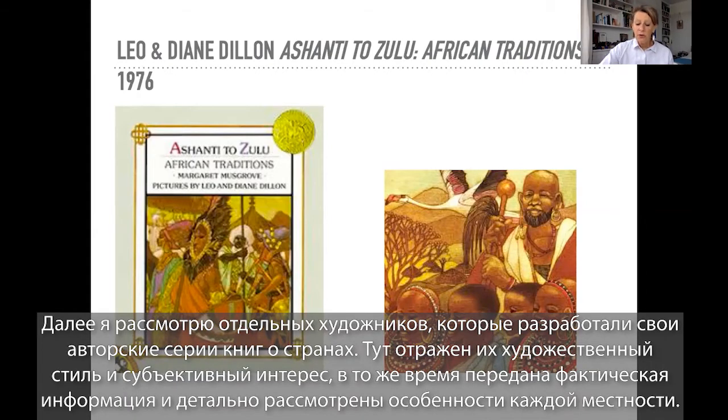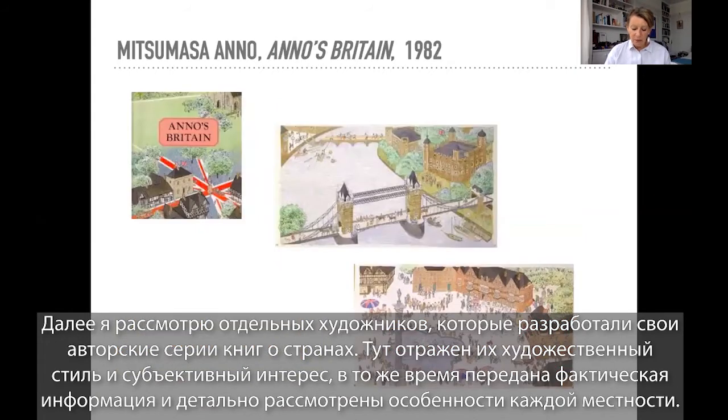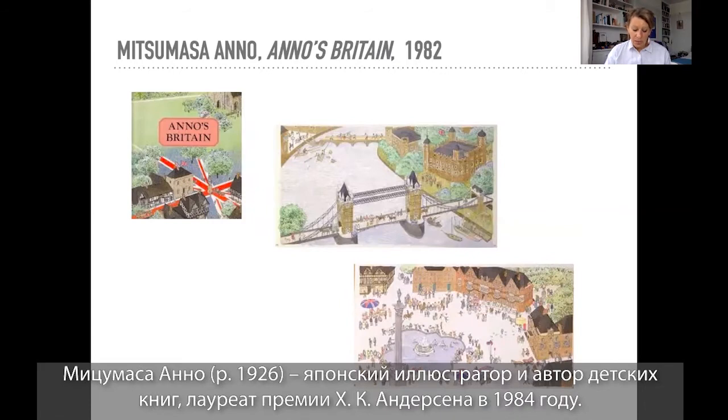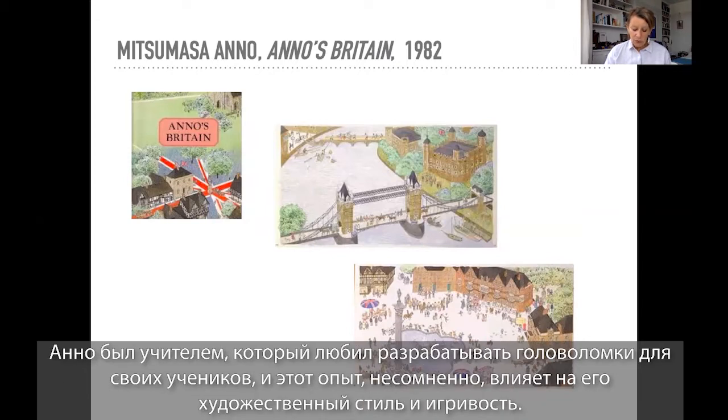And then I'm going to move on now to individual artists who develop their own series about countries, reflecting their own artistic style and interest at the same time as communicating real information in closely observed detail. I'm going to start with Mitsumasa Anno, a Japanese illustrator and writer of children's books, and the Hans Christian Andersen Award winner in 1984. Anno was a teacher who enjoyed developing puzzles for his students, and these experiences undoubtedly influenced his artistic style and playfulness.